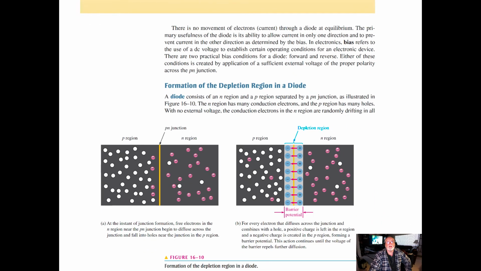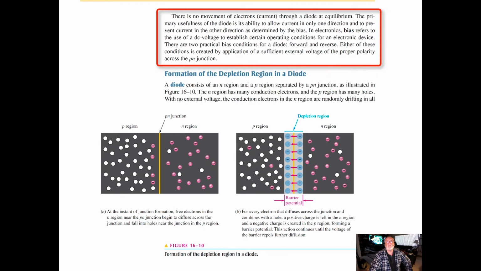So initially, there is no movement of electrons or current through a diode when it's at equilibrium. The primary usefulness then of a diode is its ability to allow current in only one direction and to prevent current in the other direction. This is something we call setting up the bias. In electronics, bias refers to the use of a DC voltage to establish certain operating conditions for an electronic device.